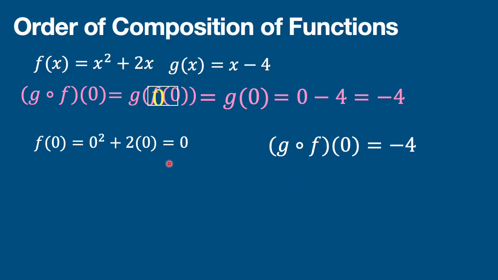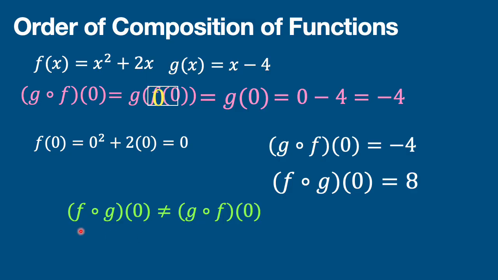In the previous slides we had f of g of 0 is 8. Once again, order matters. F first, g first, we have different values. So f of g of 0 is not the same as g of f of 0. So order really matters for composition of functions. You guys have to remember that when you composite two functions.